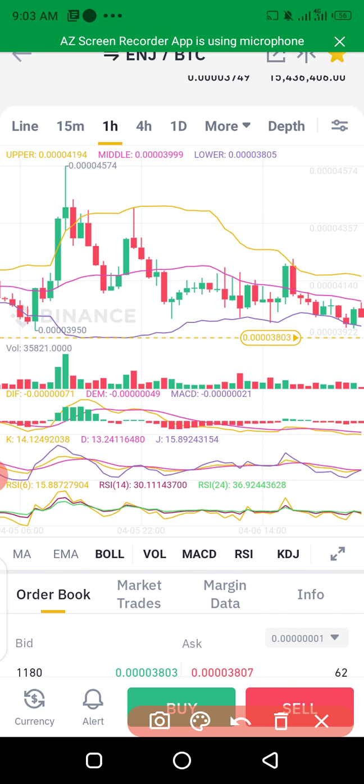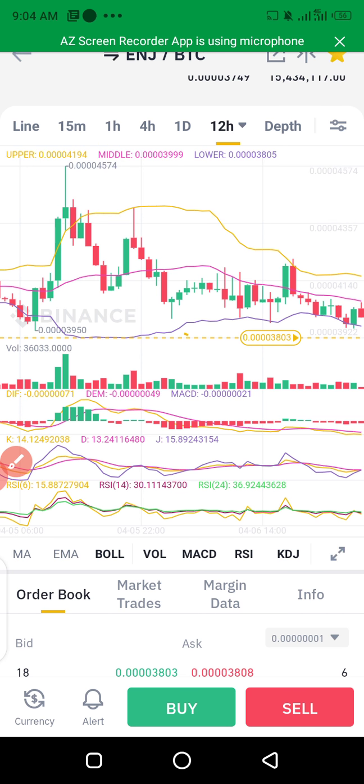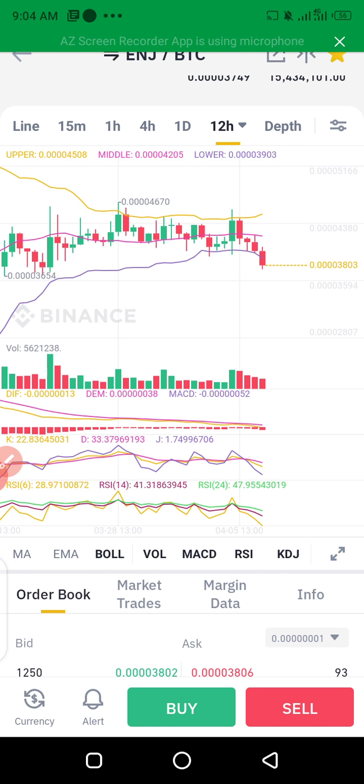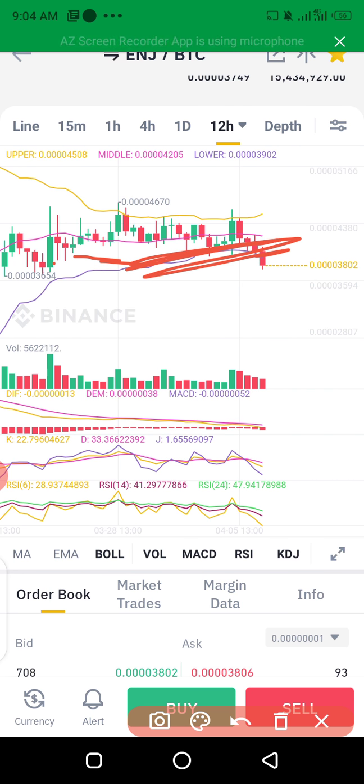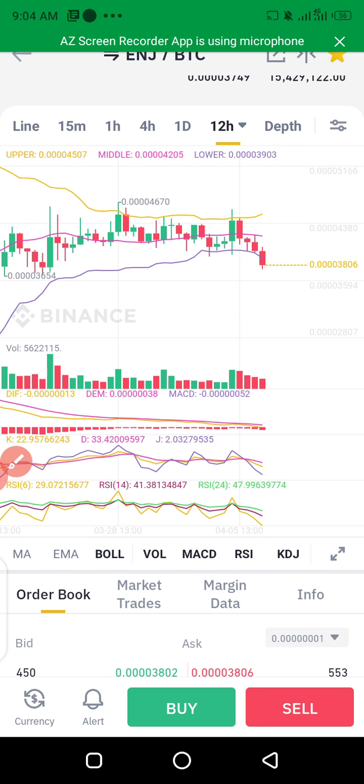I think I've explained how an hour time frame is formed, how 4 hours time frame is formed, how 2 hours time frame is formed. I've explained that in my previous video. So this is 12 hours time frame. As in the previous video, when you see trading below this middle line of Bollinger Band, it is the bridge between the uptrend and the downtrend. So as you can see, this ENG/BTC is in a downward trend direction.